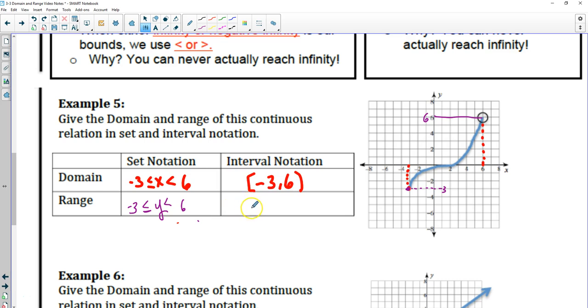That means your interval notation is also going to be the same thing. So you don't have to remember to put x's and y's on interval notation. It starts at -3, and that's an included boundary. It ends at 6, not included. All right, so that's what that would look like.